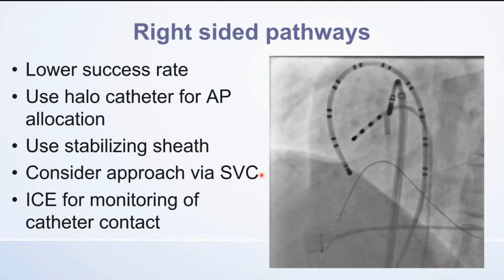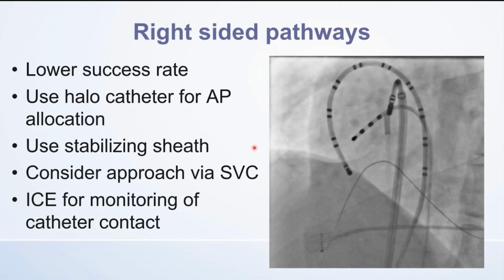Some special scenarios: right-sided pathways are deemed to be more difficult. In larger series, there's a lower success rate for them. My personal recommendation, if you have the opportunity, is to use a decapolar catheter for them, because then it gives you an overview of the whole tricuspid annulus, and you can really see where you are. The stabilizing sheath is very important. Sometimes approaching from above, from the SVC or jugular vein, may give you better stability.